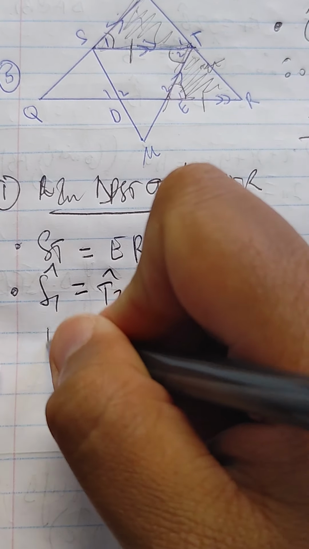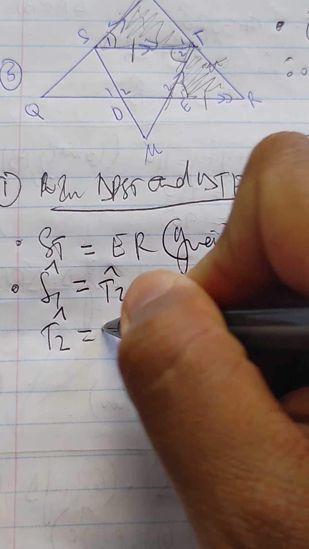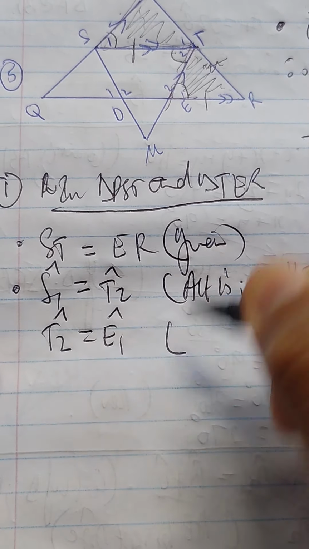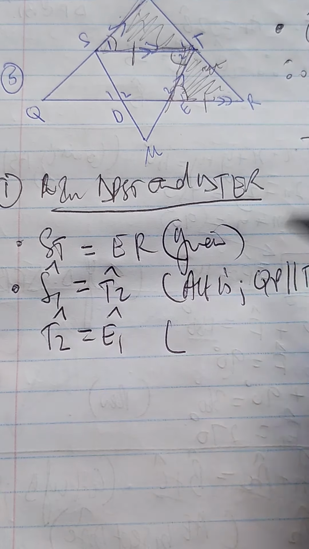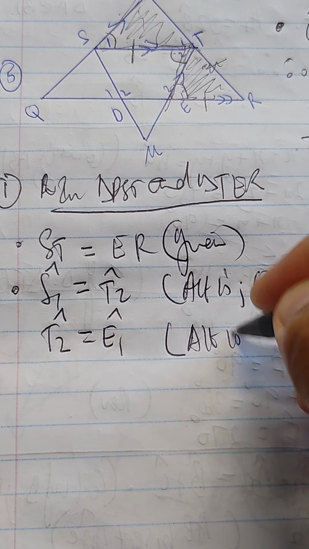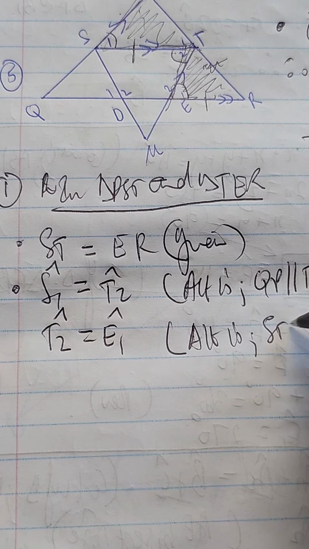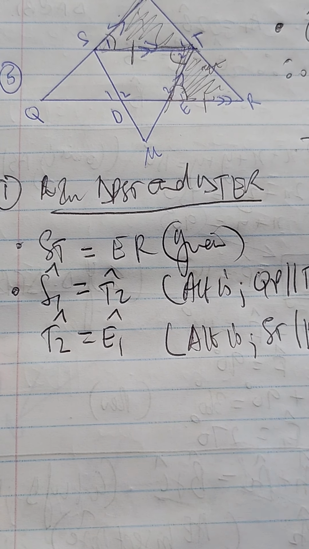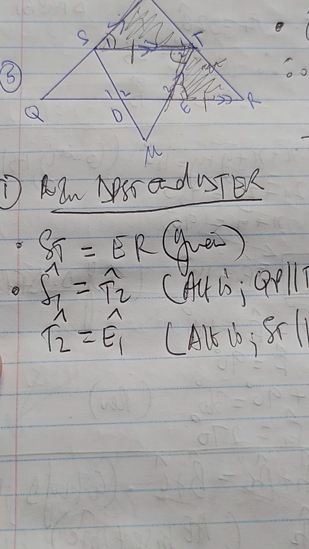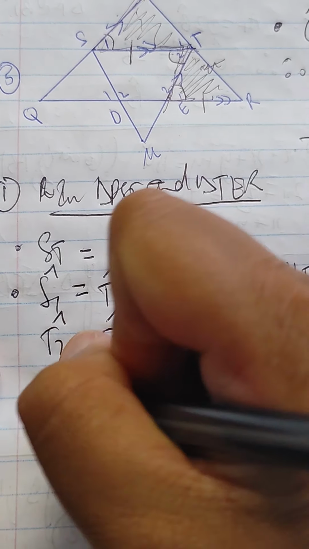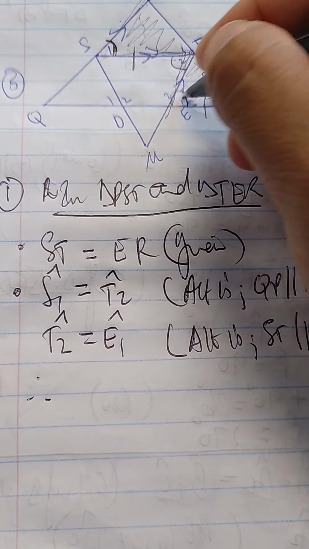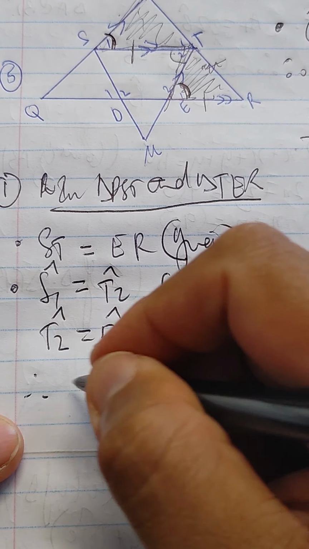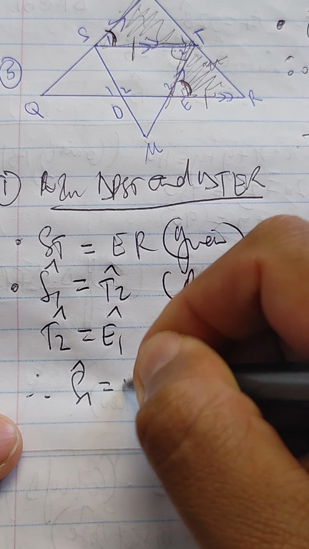And then we're saying that T2 is equal to E1. Why? Again alternate angles, but the Z is lying that way now. So it's alternate angles with ST or TS being parallel to DE or ER, all the same thing. So therefore we can conclude that this angle here is equal to that angle there. So angle S1 is equal to E1.